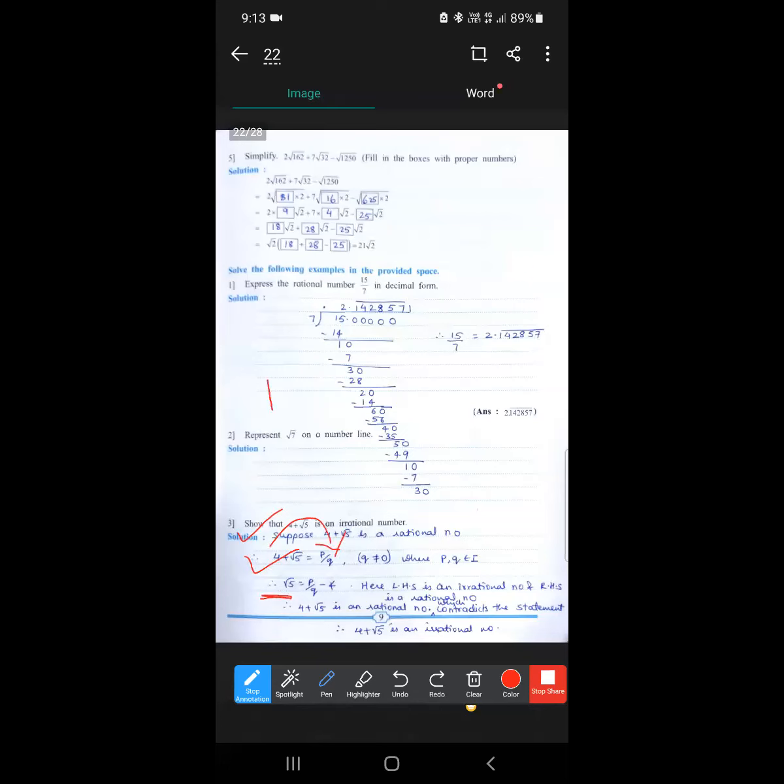Root 5 is what? It is an irrational number. We have seen, root 5 is not a perfect square, so it is an irrational number. But on the right hand side, this is a rational number. Why? Because it is of the form P upon Q. So 4 plus root 5 is a rational number.